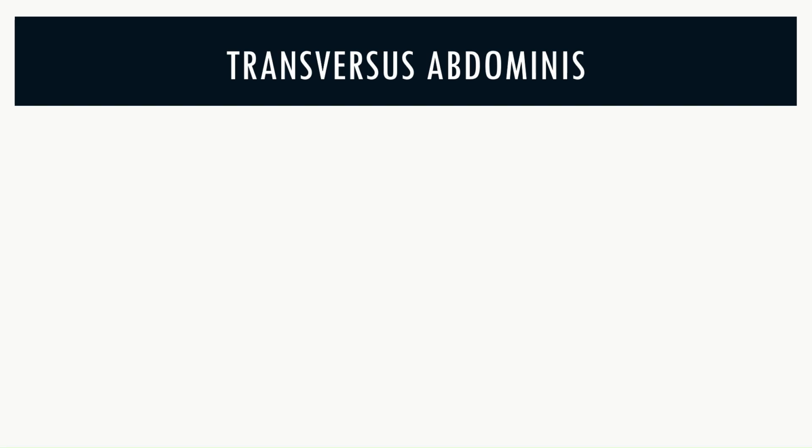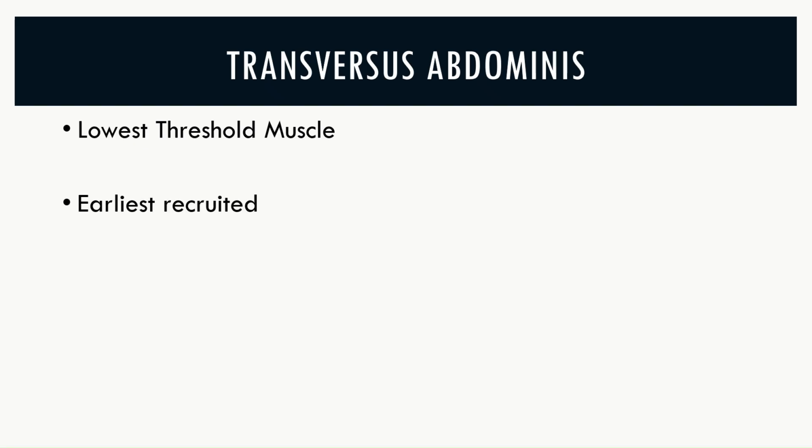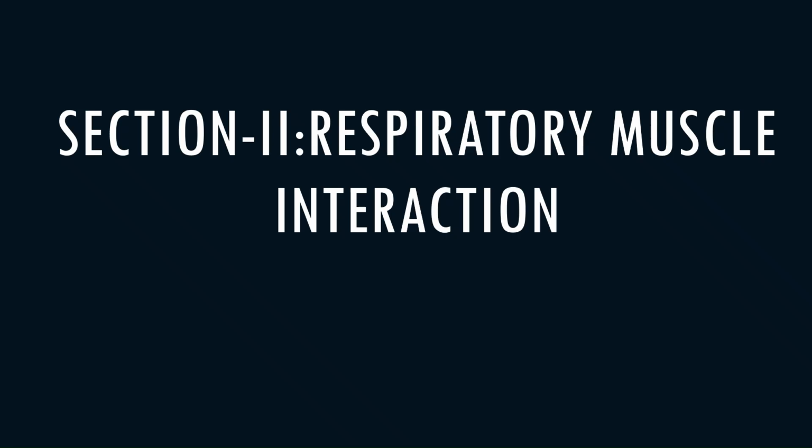Transversus abdominis. The transversus abdominis has the lowest recruitment threshold among abdominal muscles and plays a key role in early activation and stabilization. Next section, respiratory muscle interaction.